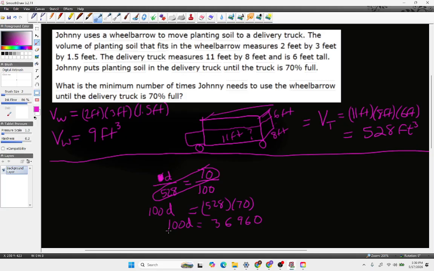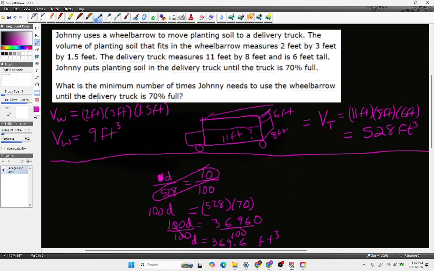And then I'll solve for D by dividing both sides by 100. Bring down the equal sign, which leaves me on this side just with D. D equals 369.6 cubic feet. Okay, so we're not done with this problem. We have correctly found an important step though. We have found what 70% of 528 cubic feet is, and that amount is 369.6 cubic feet.